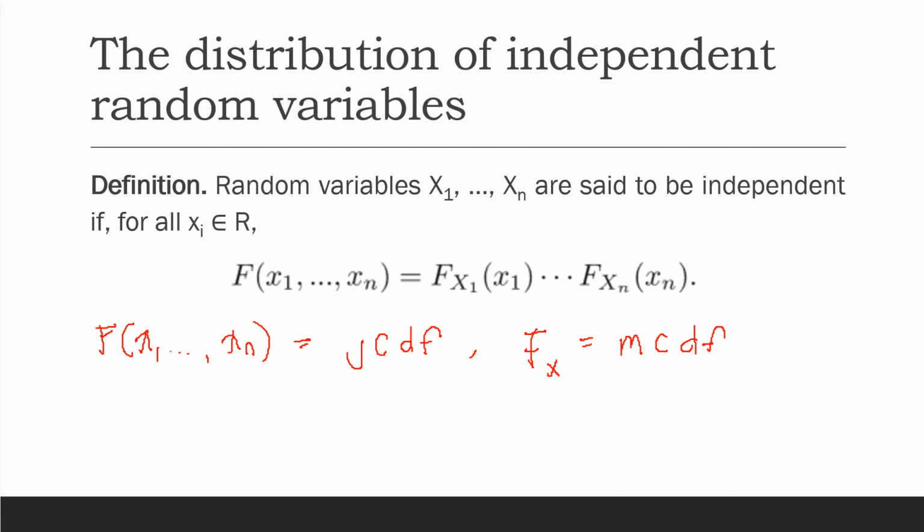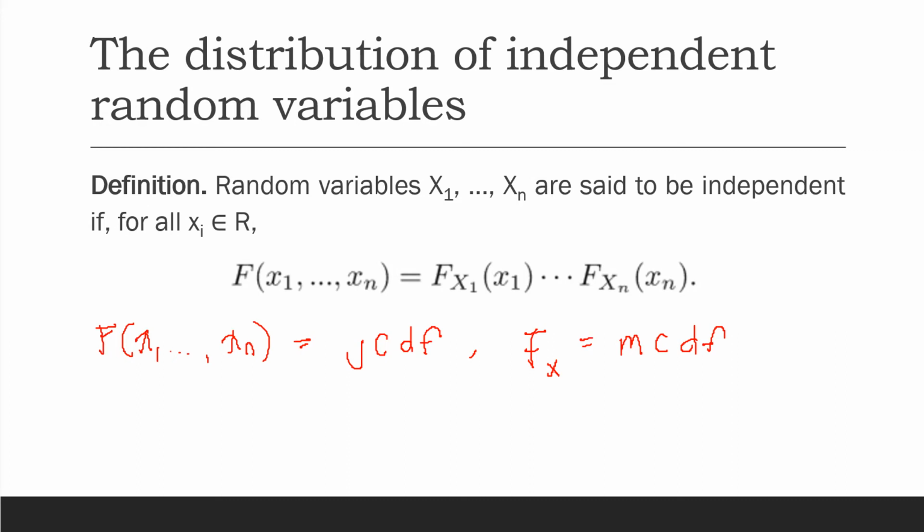Now, an example of this definition: if x and y follow the bivariate normal distribution with rho equal to 0, their joint density factors into the product of two normal densities. Therefore, x and y are independent.